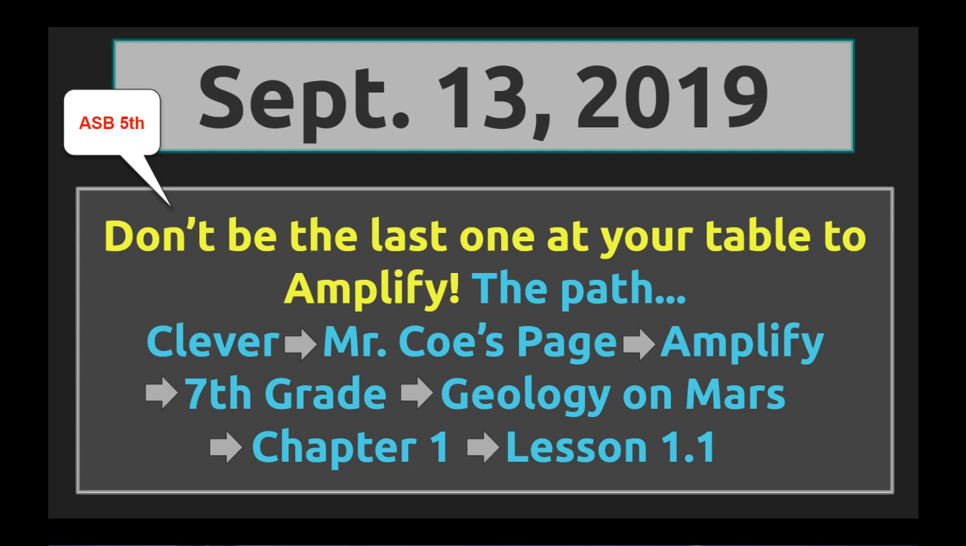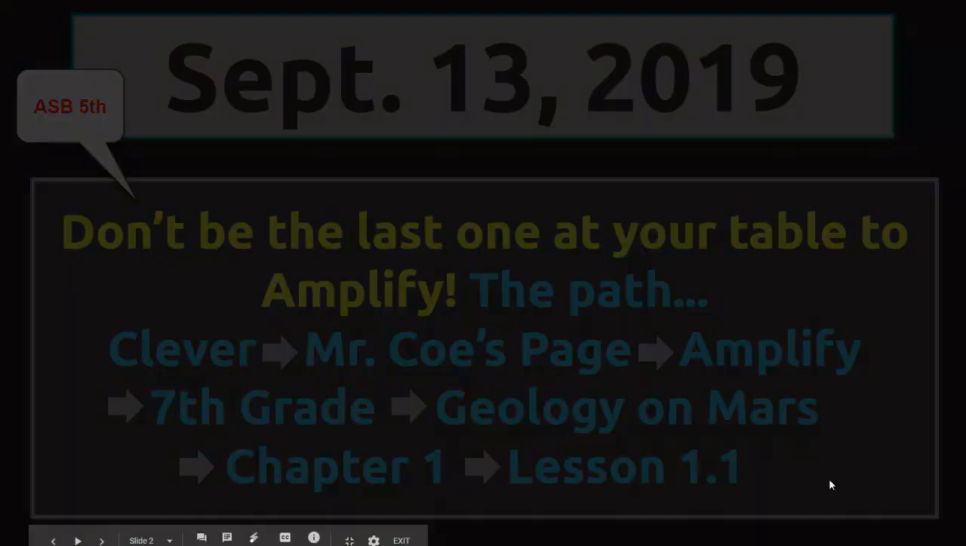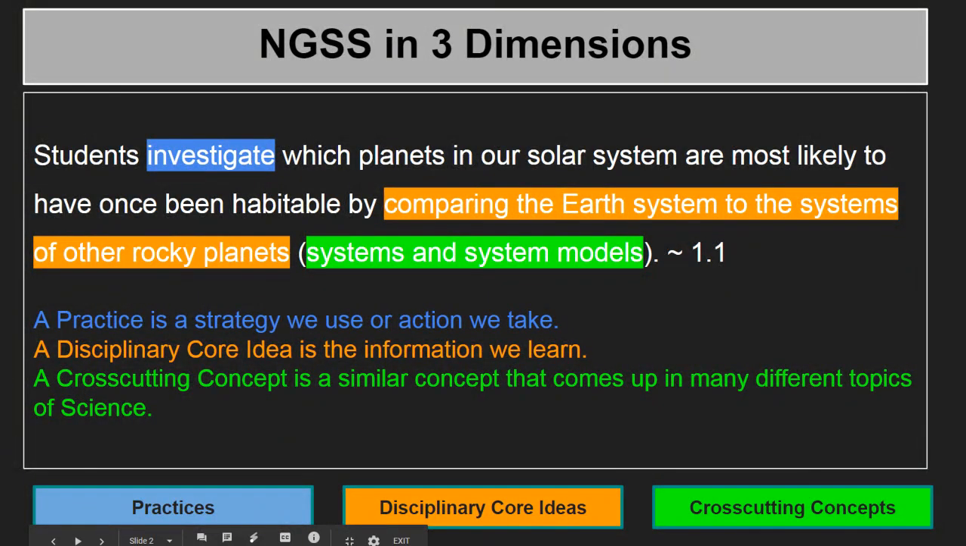See if you can follow this path. If not, we'll walk through it and get you there. So a new screen. Now that we're in Amplify for the first time today, we're going to include this screen in our presentation. We will go over the standards, arranged in a 3D, or the 3 dimensions of science.